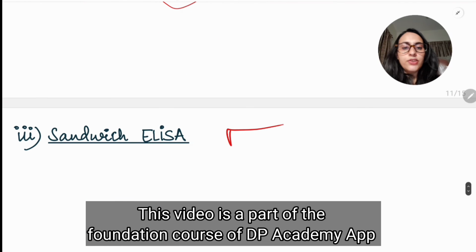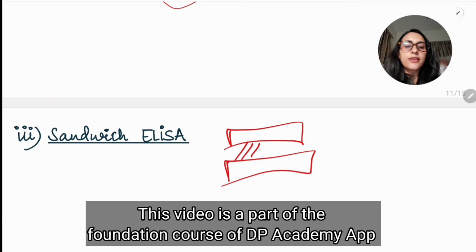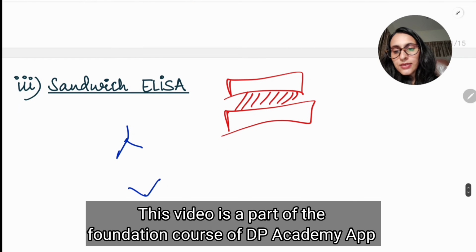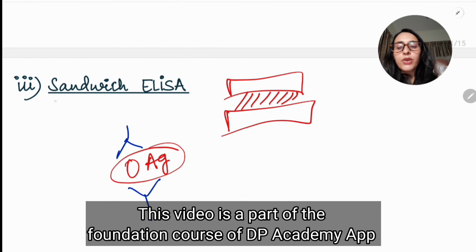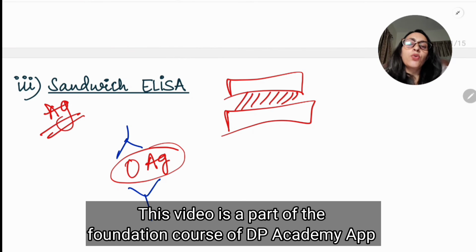Then comes the sandwich ELISA. What is a sandwich? We take two pieces of bread and we put something inside, that is known as a sandwich. In this sandwich ELISA, we are going to take antibody on both the sides, and antigen in between from the patient, because sandwich is done for antigen detection. Remember, only indirect ELISA is for antibody detection. Rest all the ELISAs are for antigen detection. So here antigen is taken from the patient blood and antibody is put on both the sides. So it is done for antigen detection.